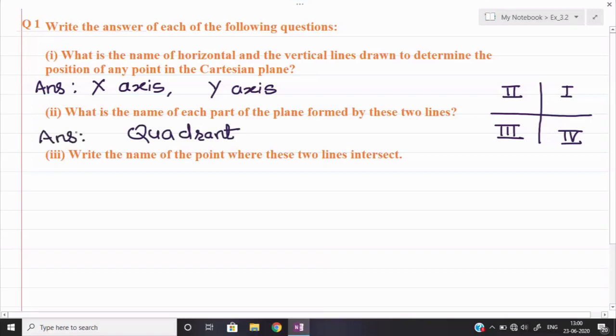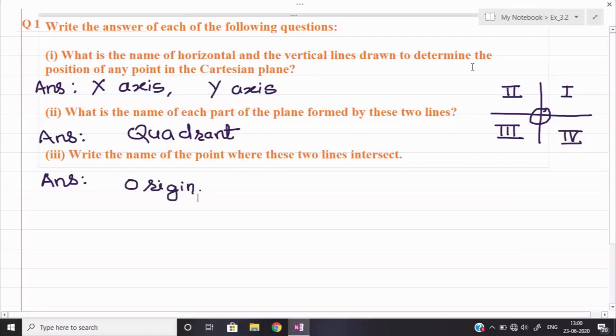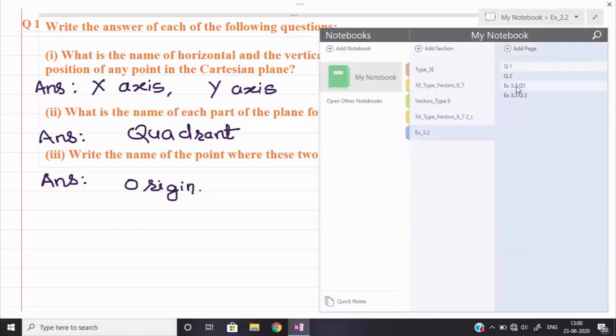And similarly the third part: write the name of the point where the two lines intersect. See, the two lines are intersecting at this point. The name of this point, I have told you, is origin. So the third answer will be origin. You can write down the answer in your notebook in this manner. First of all, write down the question statement and then write down the answer in this manner. Now let us see the second question of exercise 3.2.